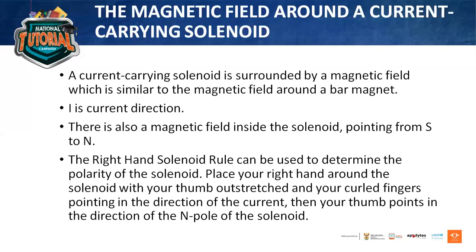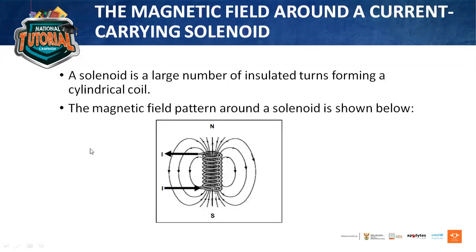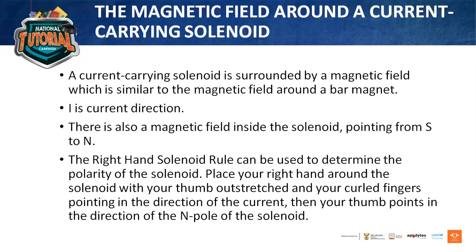So a current carrying solenoid is surrounded by a magnetic field which is similar to the magnetic field around a magnetic bar. Usually sometimes you're going to show a magnetic bar, and your magnetic bar will have your north and your south. In this case, we're replacing the magnetic bar with a solenoid. So the magnetic field around a bar magnet. I will be the current direction, and there's also a magnetic field inside the solenoid pointing from south to north.